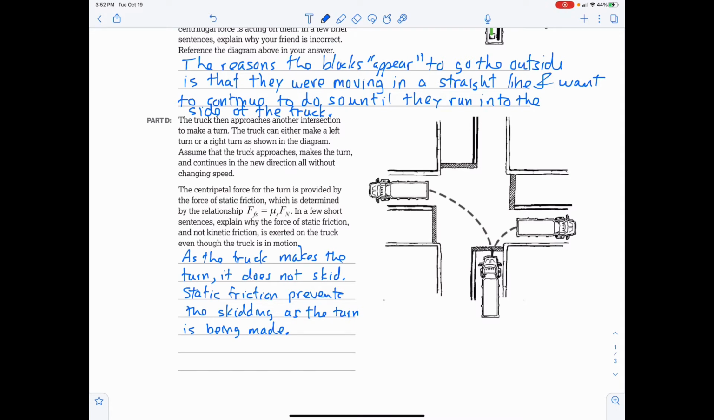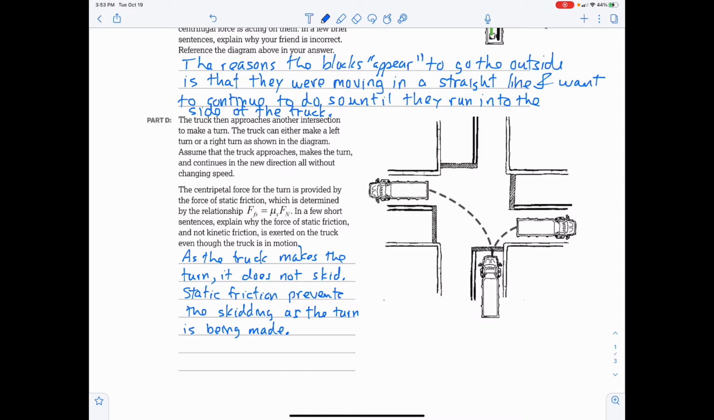Think of it this way. Static friction makes a point of contact with the ground to prevent sliding or skidding. In fact, static friction causes the rolling of the tire. We will learn that later on as a torque, a rotational torque. But the static friction provides the force to make the turn.